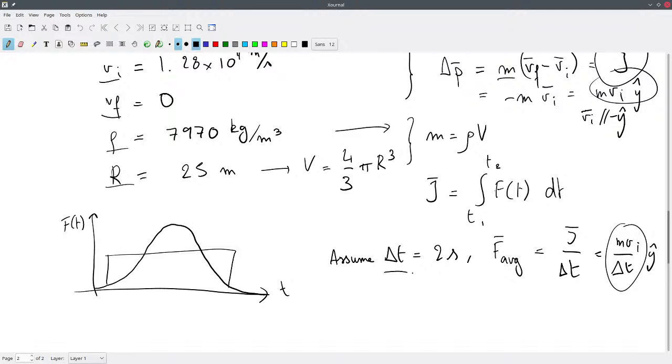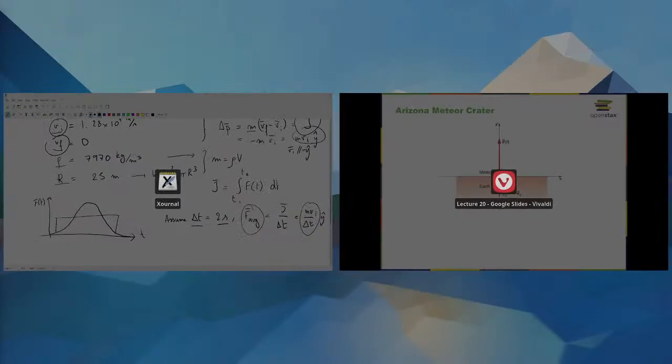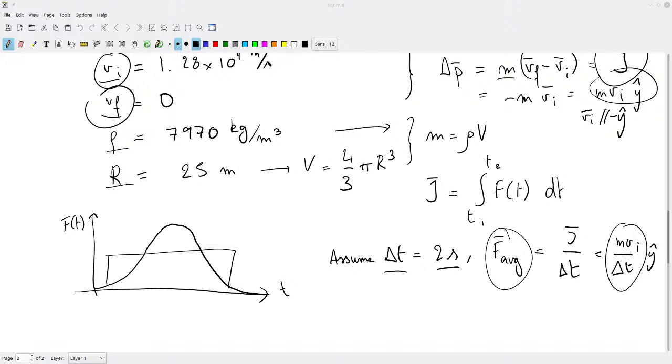We could pick a different time delta t. I mean, this is just an assumption, right? If delta t is 1 second, then the average force will be larger. We don't know the exact time duration that it took for this meteor to interact with the Earth, or to go from an initial velocity to a final velocity of 0. But we can assume that 2 seconds sounds reasonable. And if we assume 2 seconds, then that gives us this particular average force, right?